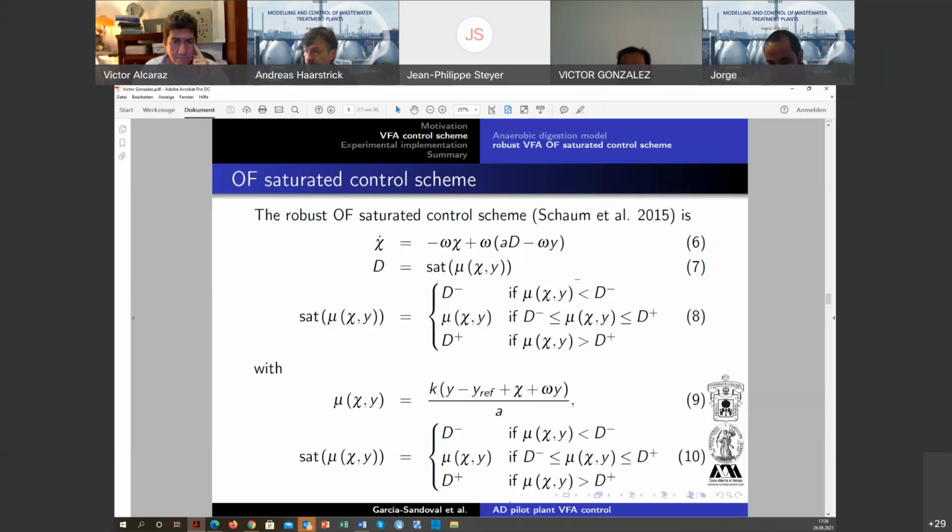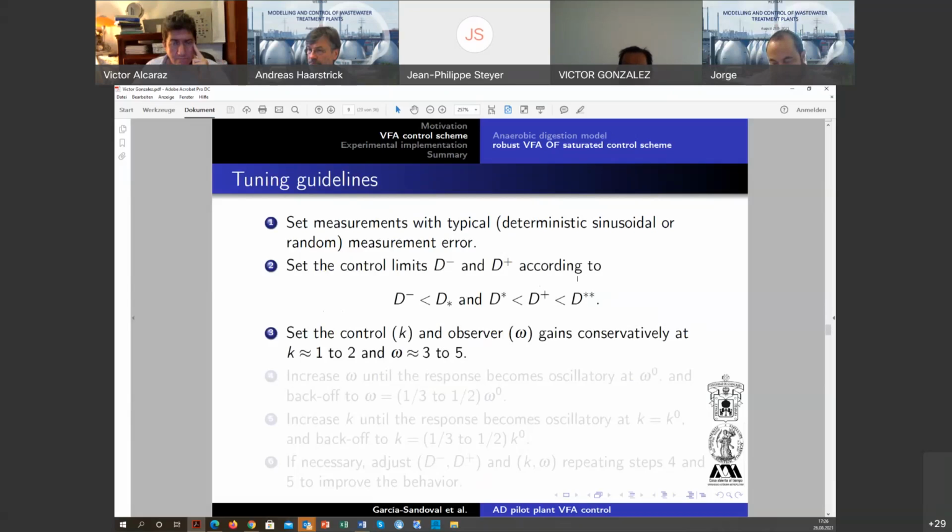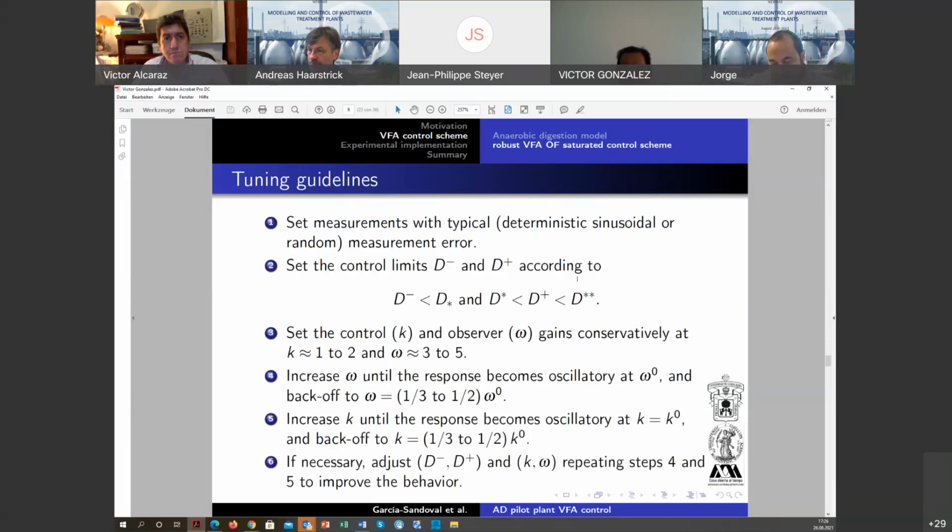One thing that we can do is that mu, which is a nonlinear function, is given as observable or measurable variables. Next. Please continue. Okay.